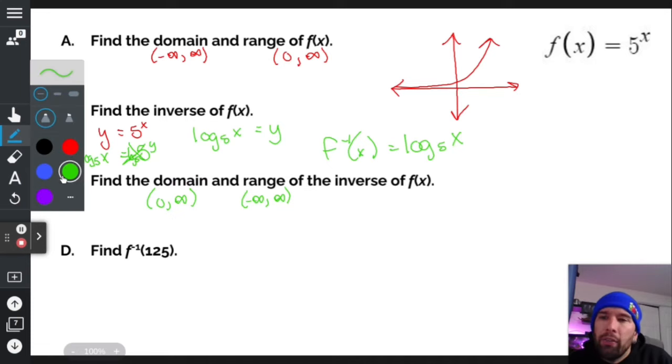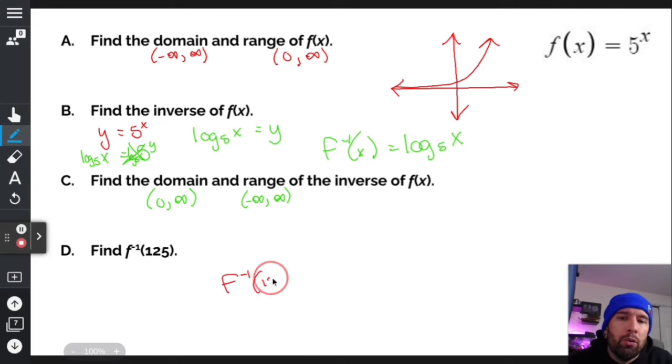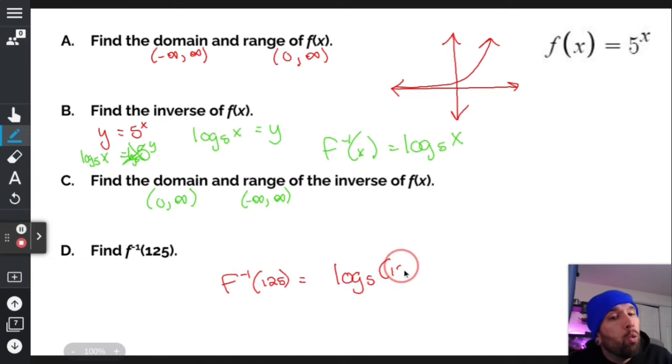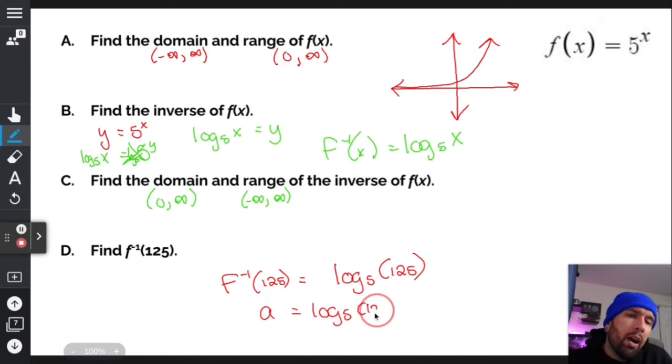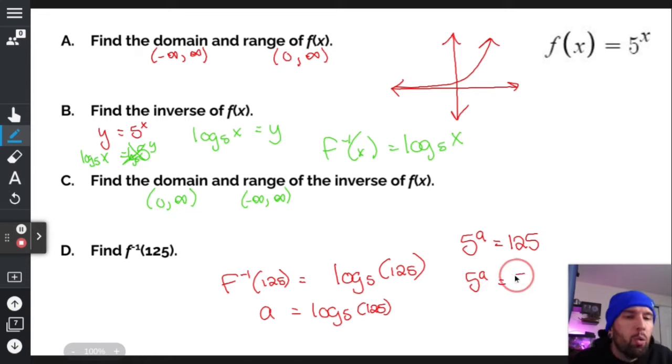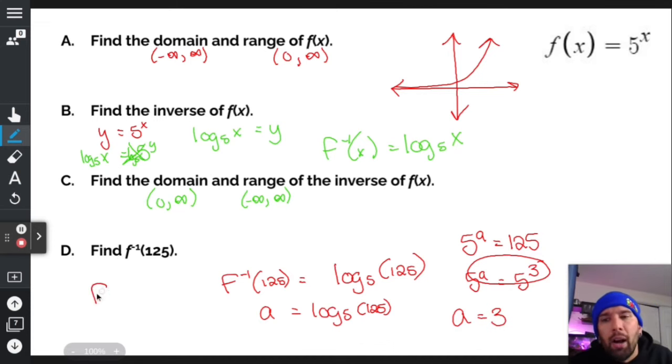Find f inverse of 125. All right. F inverse of 125 is the same as log base 5 of 125. So I don't know what f inverse is, so I'll just say a equals log base 5 of 125. Writing that out in its exponential form looks like 5 to the a equals 125. Wait a minute. 5 times 5 times 5 is also 125. 5 to the third power. A equals 3. Which means f inverse of 125 is 3.